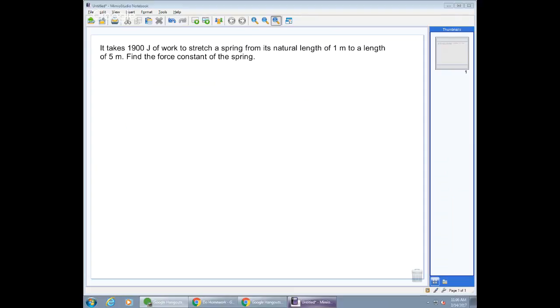Okay, so first problem, a couple things to consider. We've got Hooke's law to deal with.